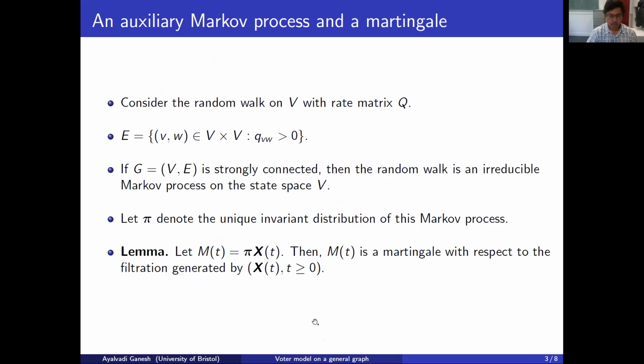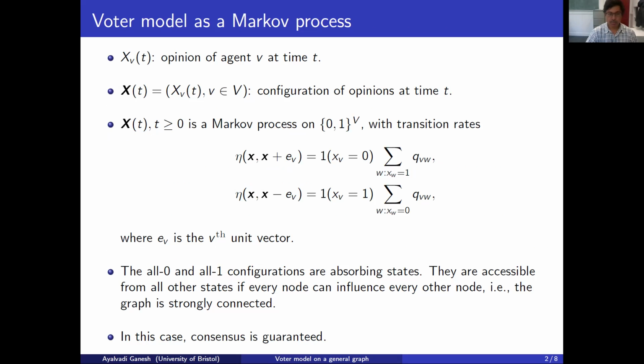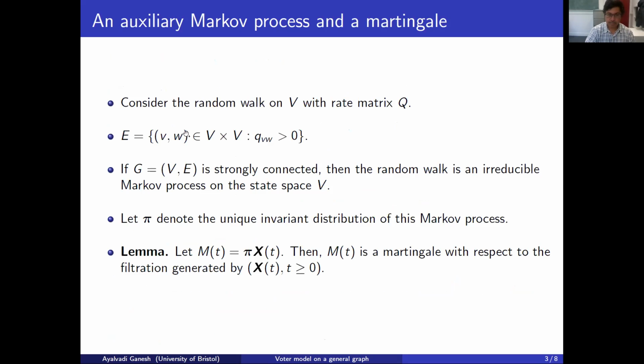Okay, so what are we interested in? We are guaranteed to reach consensus on the all zero or all one configuration, and we want to work out what the probability is of doing so, say on the all one state, given the initial condition. In order to analyze that, we are going to have to look at an auxiliary Markov process, which I'm going to introduce now. And this auxiliary Markov process is the random walk on V with rate matrix Q.